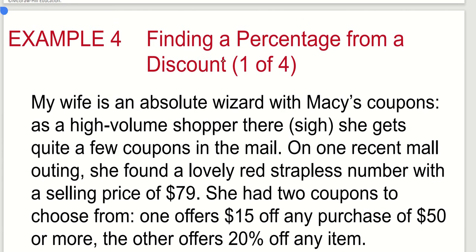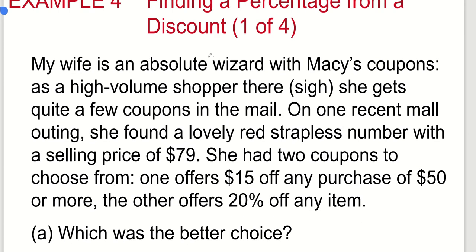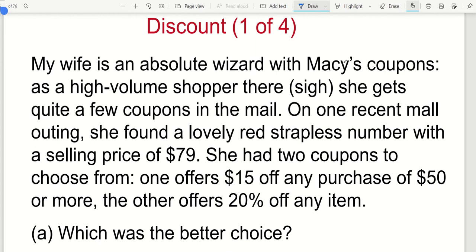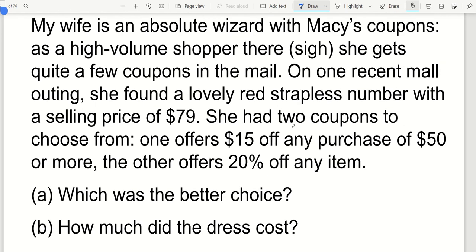Let's find a percent from a discount. In this problem, they talk about some Macy's coupons. I did not write these, by the way. These are the publisher's notes. But it says, my wife is an absolute wizard with Macy's coupons. As a high-volume shopper, there are quite a few coupons in the mail. One recent mall outing, she found a lovely red dress that sells for $79. There's 2 coupons which they can try to apply to this purchase. One that's going to offer $15 off the purchase of 50 or more, and then the other one would just offer 20% off any one item. The question is, which is the better choice, and ultimately, how much will we pay for the dress?